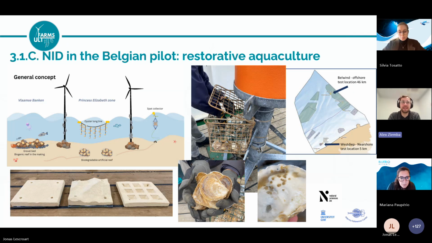So here you see some of the designs for the restoration and passive fisheries. So in this general concept, there was a deployment of biodegradable reef elements, enhancement of the existing gravel beds, and also some 3D printing of different artificial substrates, which were then tested to see how much the flat oysters would be able to attach, as well as some bottom aquaculture and longline aquaculture.